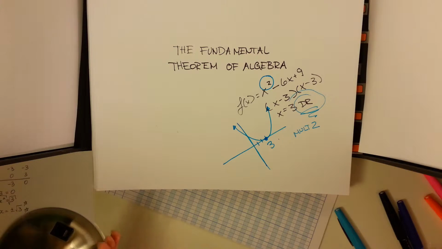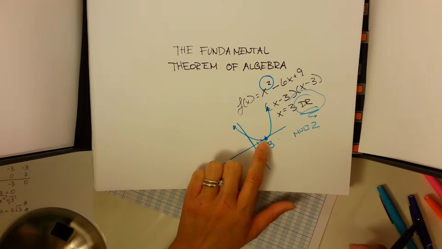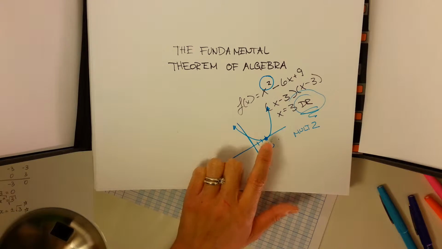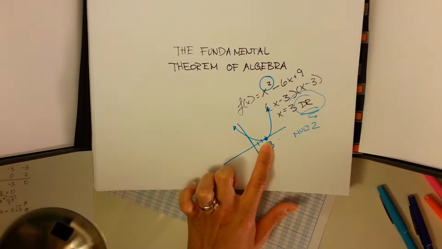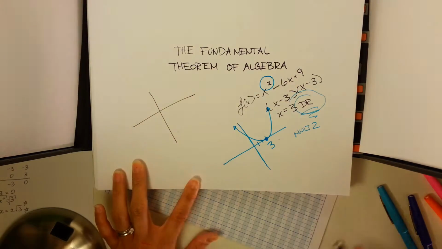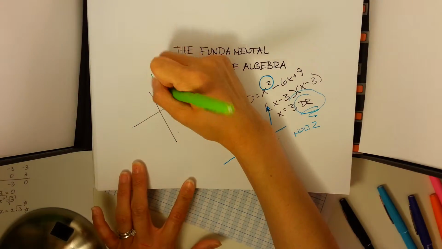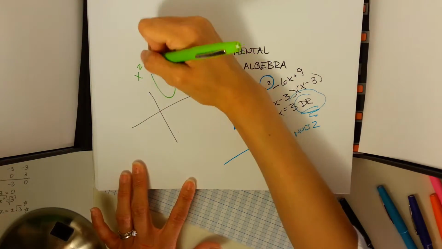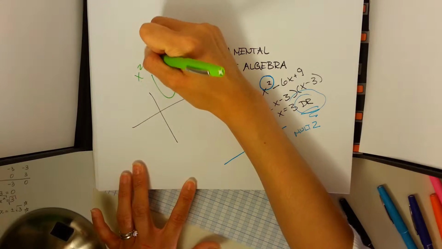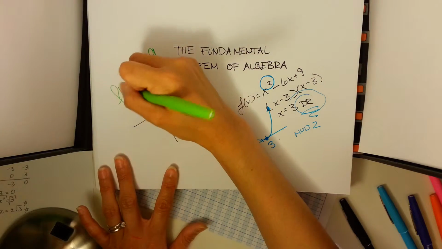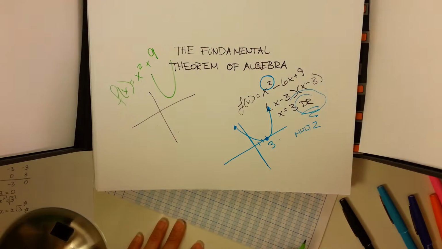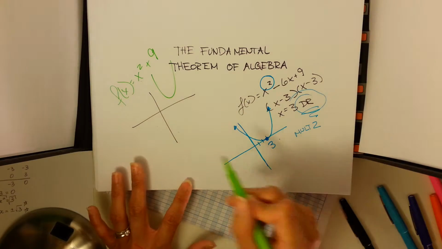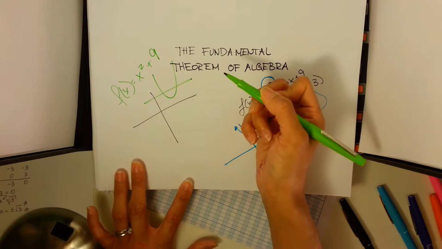Now, that is not to say that my at least one solution that I can find from this guy has to be real. I could have some function up here, right? X squared plus, I don't know, 9. So it doesn't have to cross the x-axis. In this case, well, though, what do you have?